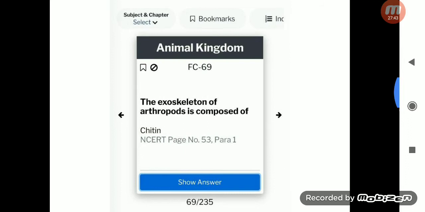The exoskeleton of arthropods is composed of chitin.